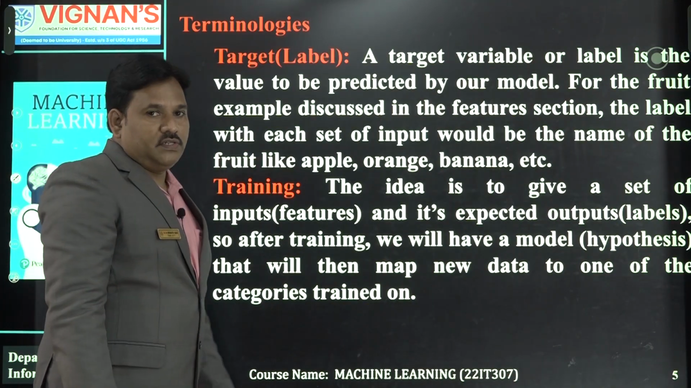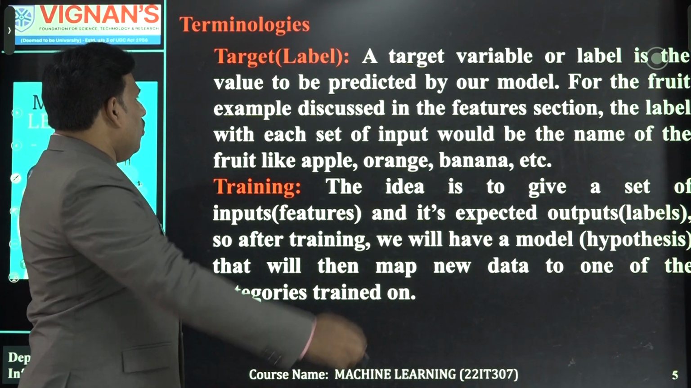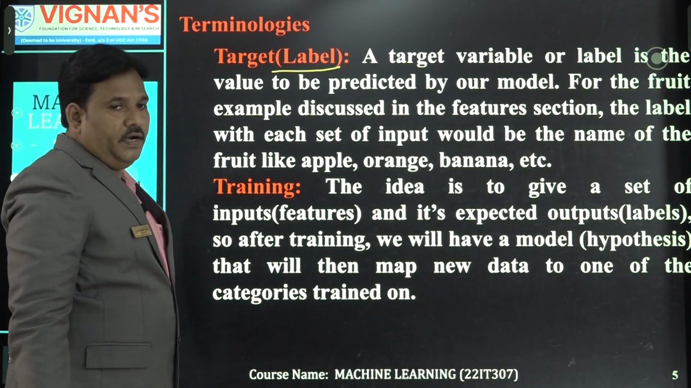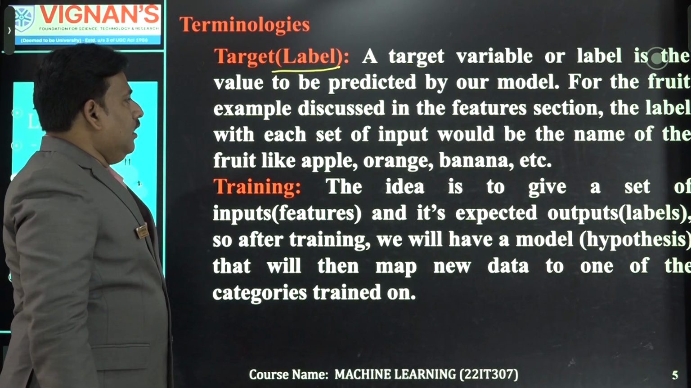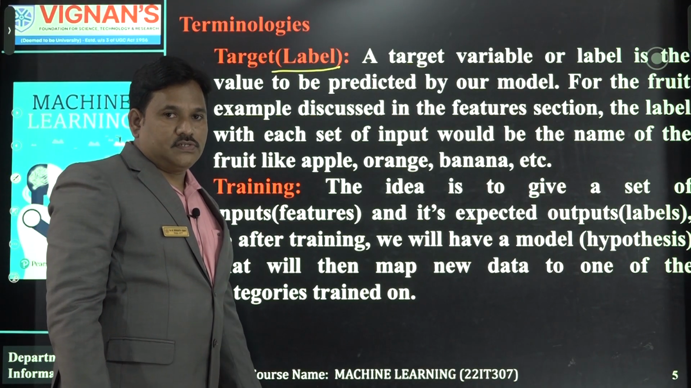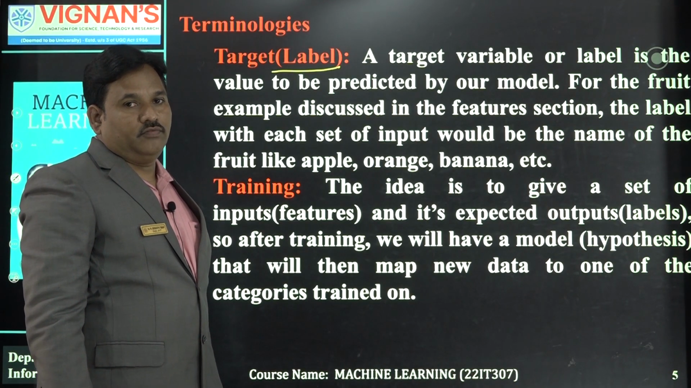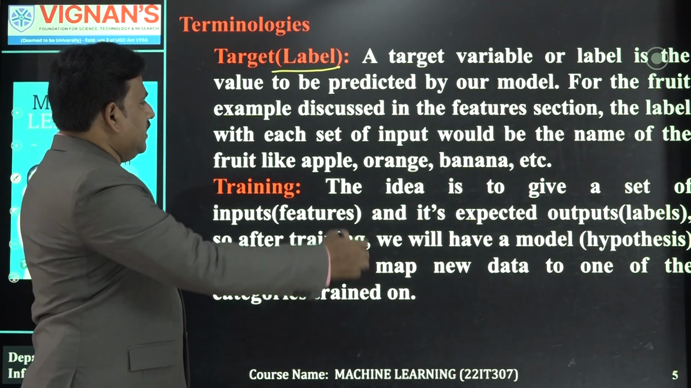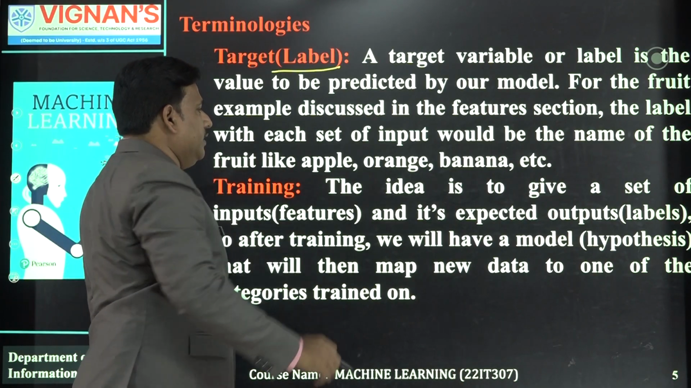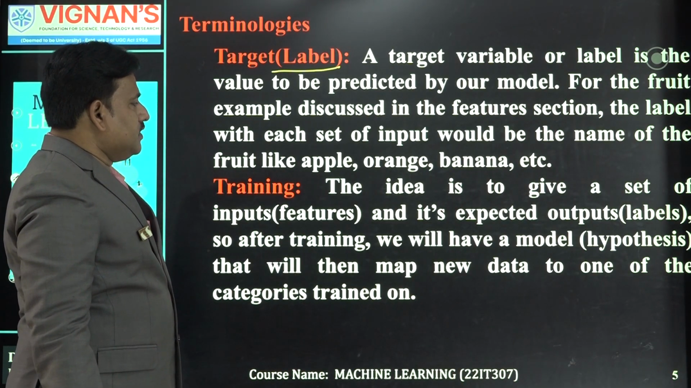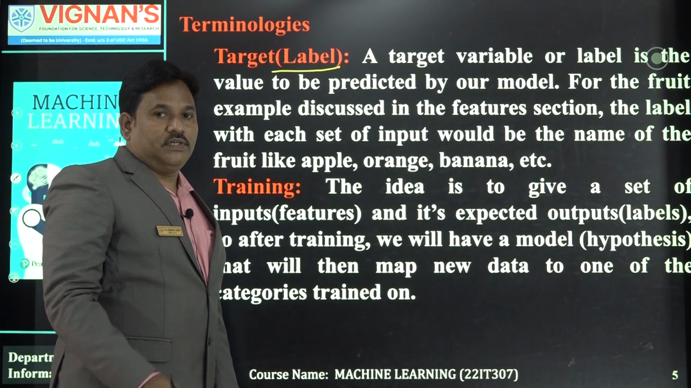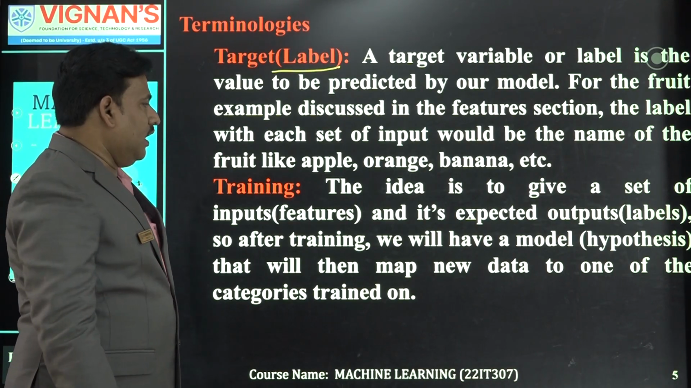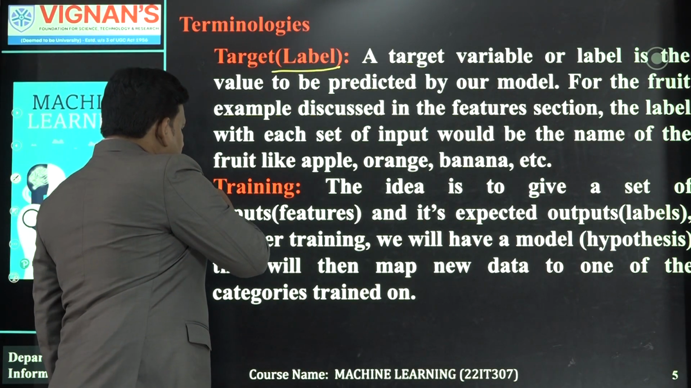The third terminology is the target, which we can also call the label. A target variable or label is the value to be predicted by our model. Like we pass some fruit images and the machine has to predict the correct name of the fruit. That is called the target. For the fruit example discussed in the feature section, the label for each set of input would be the name of the fruit, like apple, orange and banana. Based on the given input, the machine has to predict the exact label relevant to the image or data that we supplied.